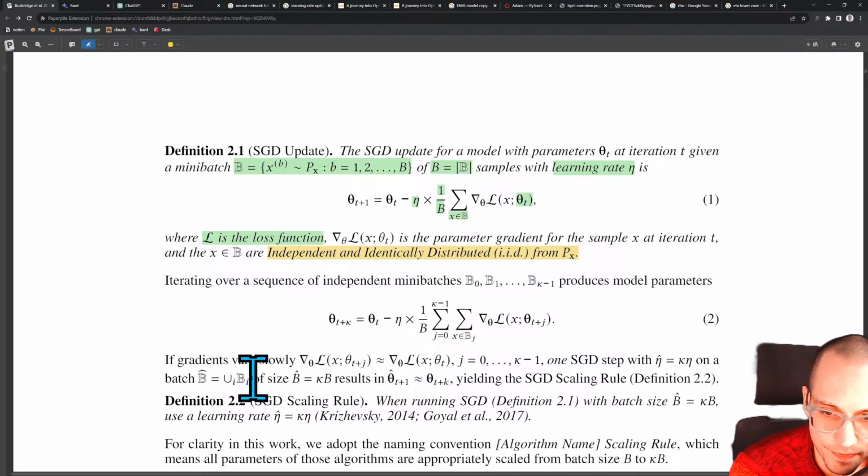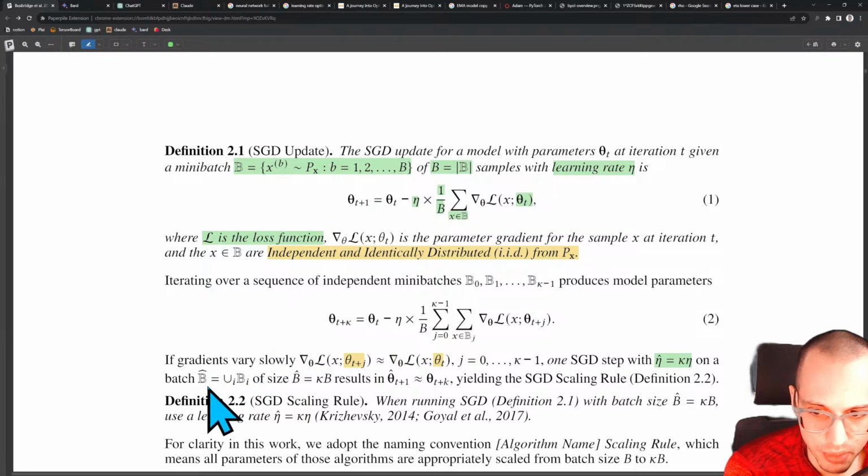If the gradients vary slowly, so if the gradient for one model is about the same as the gradient for a slightly different copy of that model, then one SGD step with eta hat equals k eta on a batch. So if the model isn't changing that much and the gradient with respect to the model is largely the same, then you can basically just add up the learning rates and take one step on a bigger batch, right? The learning rate eta hat is equal to the scaling k times eta, and the combined batch B hat is equal to the union of the mini batches they're talking about here. So if you combine all these mini batches and the gradients are about the same, then you can get there faster by scaling the learning rate.